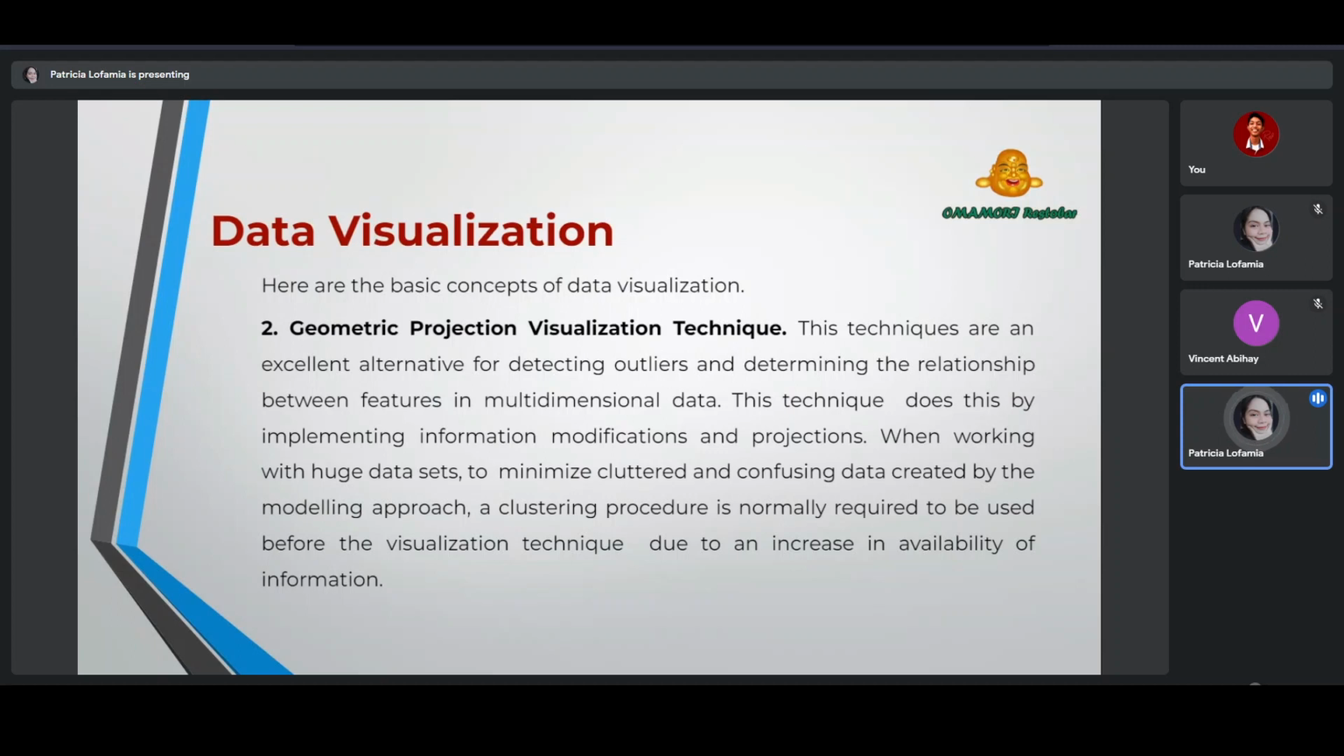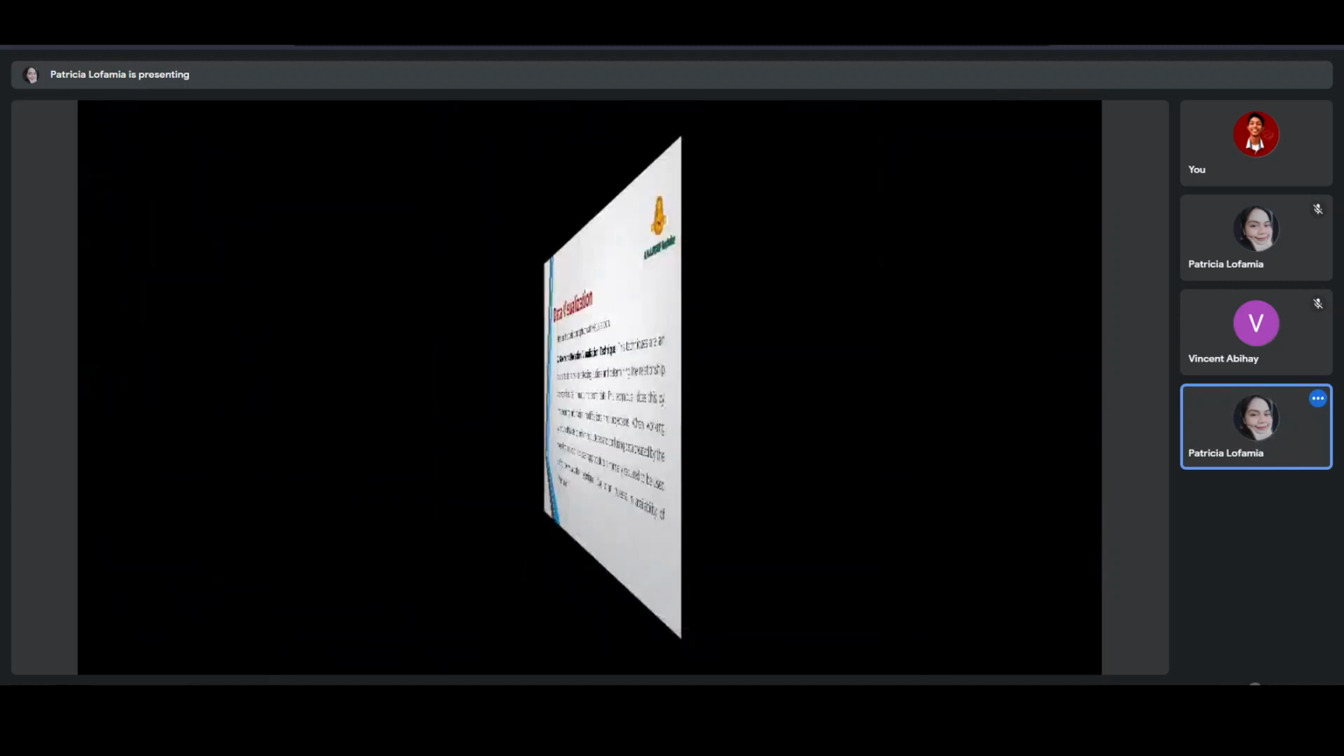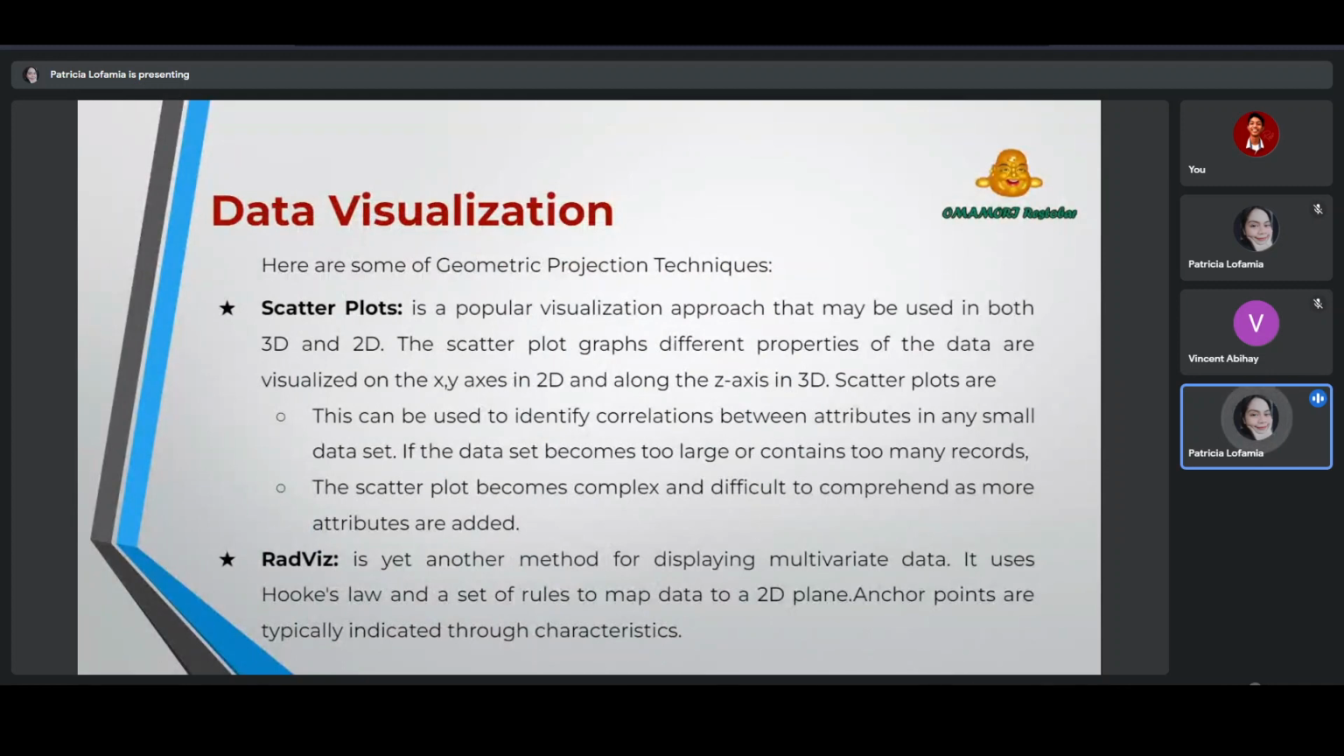When working with huge datasets, to minimize cluttered and confusing data created by the modeling approach, a clustering procedure is normally required to be used before the visualization technique due to an increase in availability of the information. Here are some of the geometric projection techniques.